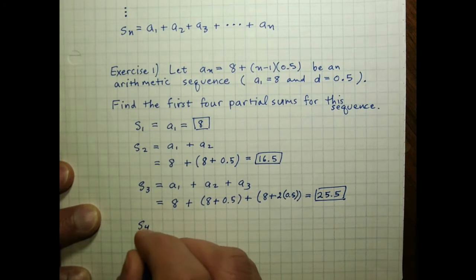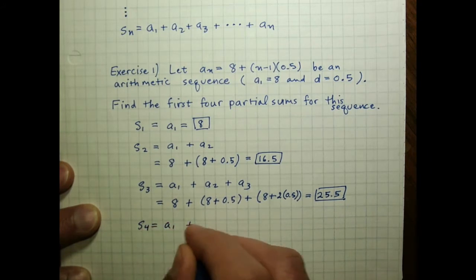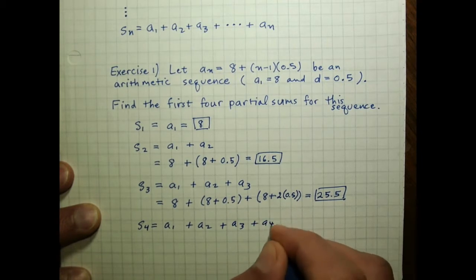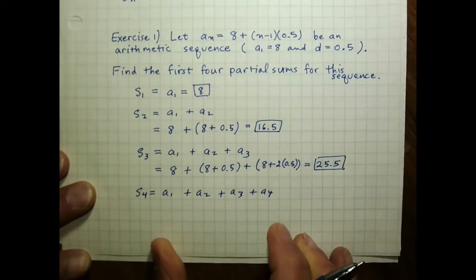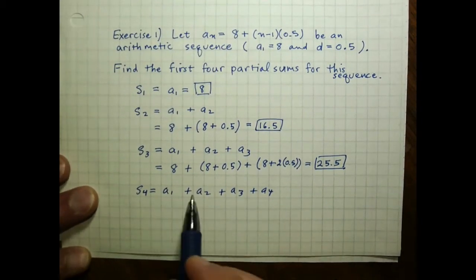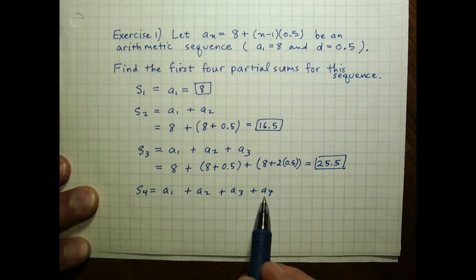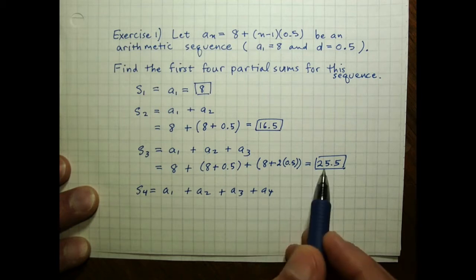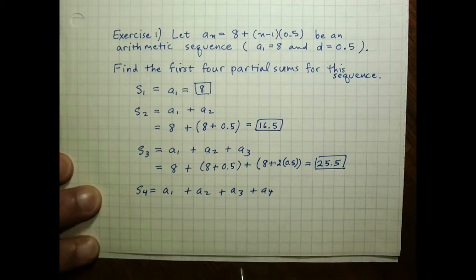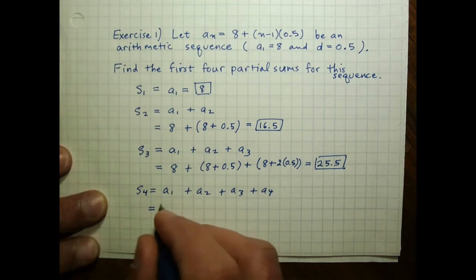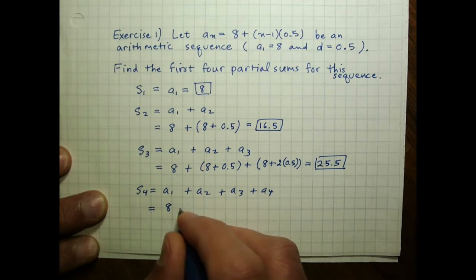And S4, A1 plus A2 plus A3 plus A4. Now, if you see the pattern here, you might recognize that really to get S4, I could even take my answer for S3 and just add an A4 onto it, right? We keep adding one more term of the sequence on to get the next partial sum. But I'm going to write out the whole thing here underneath the S4 expansion.